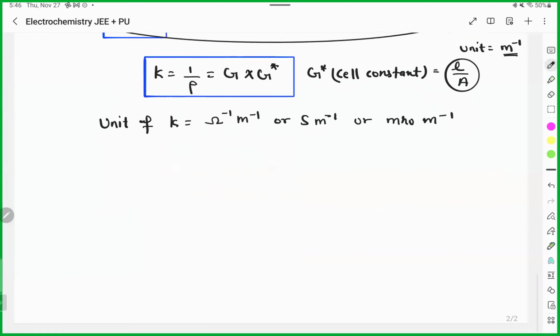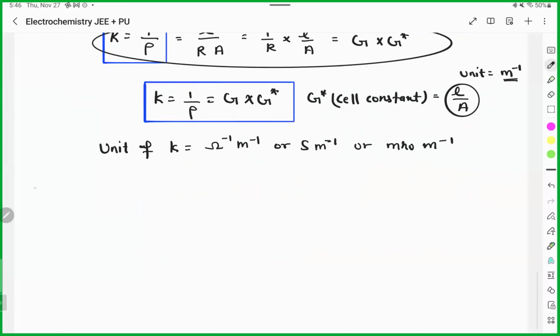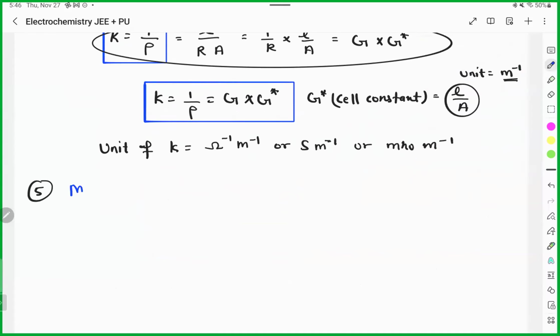Now we are moving forward to the main things. Four things are done. Fifth is the molar conductivity or molar conductance. This is where we are going more deeply into the chapter, right? Molar conductivity. So, Chinmay, what is this?